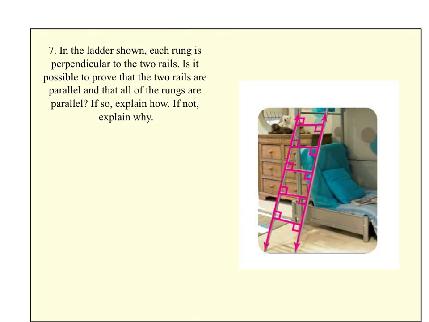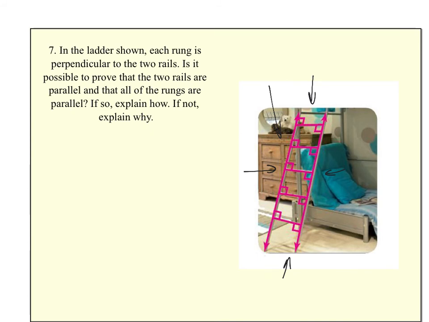So we have a ladder. Each rung is 2 rails. Is it possible to prove that the 2 rails are parallel and that all the rungs are parallel? If so, explain how. If not, explain why. So here's what we have. Okay, we have this ladder. And I would argue that the 2 rails are the sides, and then you have the 2 rungs.